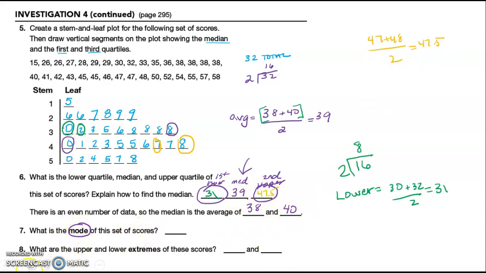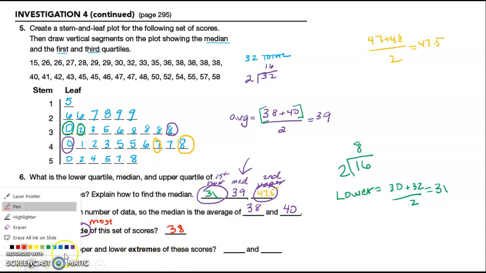Great. Now we have the mode. So let me get yet another color. Mode is the number that's the most. So I have 2 26s. I have 2 29s. I have 4 38s. I bet that's it. I don't think I have 4 of any other number. So this is going to be 38. It's the number we have the most of.